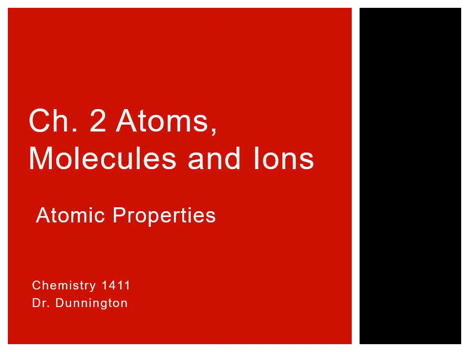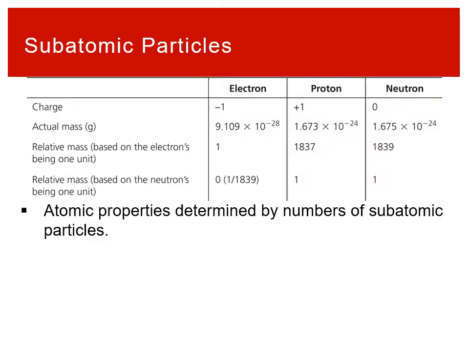Moving forward in Chapter 2, we now want to talk about atomic properties. We know that atoms are made up of subatomic particles, and really the distinctions between different types of atoms are going to come from the numbers of those different subatomic particles. And so the different atoms are defined by different properties, and atomic properties are all going to be determined by the relative numbers of subatomic particles: how many electrons, how many protons, and how many neutrons.